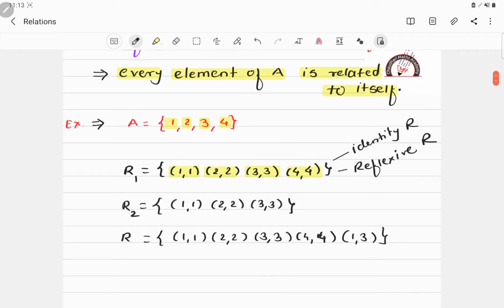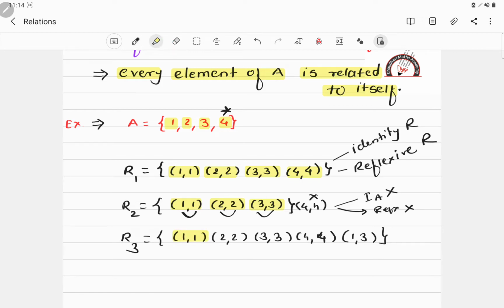But what about R2? If you observe, 1 is in relation with 1, 2 is in relation with 2, 3 is in relation with 3. What about 4? The pair 4 comma 4 is missing, therefore this is not an identity relation, and it is not a reflexive relation because 4 comma 4 is missing in it. Make sure that all the elements of set A are related with themselves: 1 1, 2 2, 3 3, but 4 4 is missing, therefore this is neither identity nor reflexive. Now the interesting one is R3.